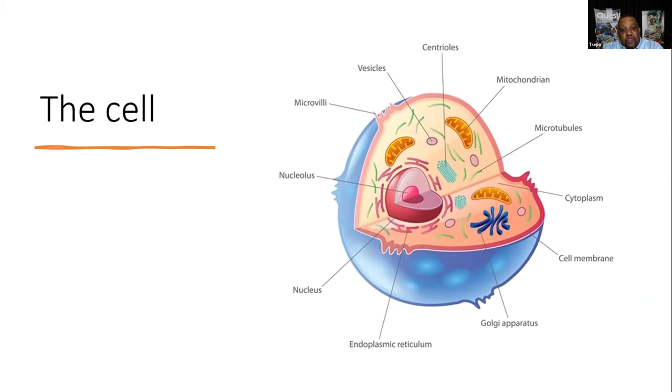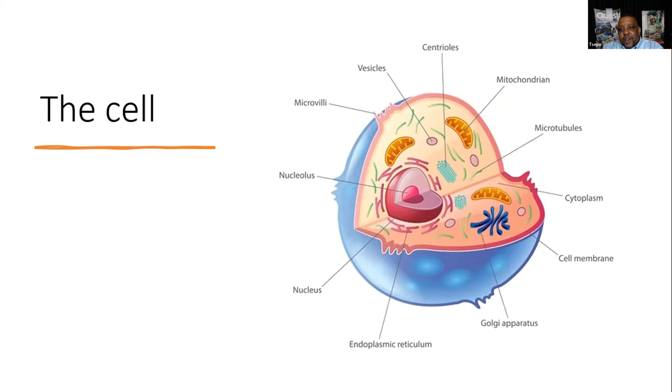Or depending who you are talking to, it is said to have seven parts, which could be the nucleus, which is the headquarters, the plasma membrane, the cytoplasm, the lysosomes, the peroxisomes, the cytoskeleton, and the endoplasmic reticulum, ER, the Golgi apparatus, and mitochondria.